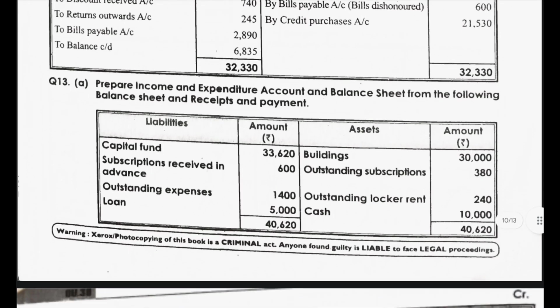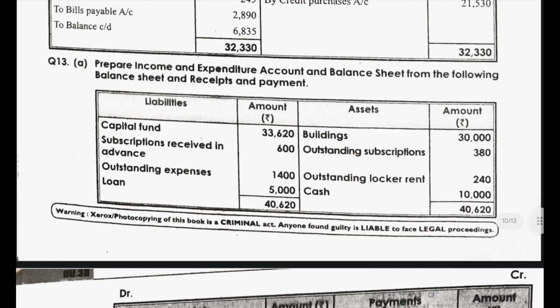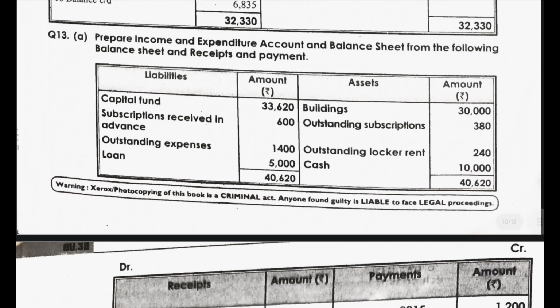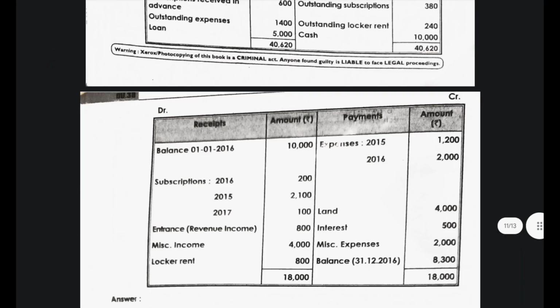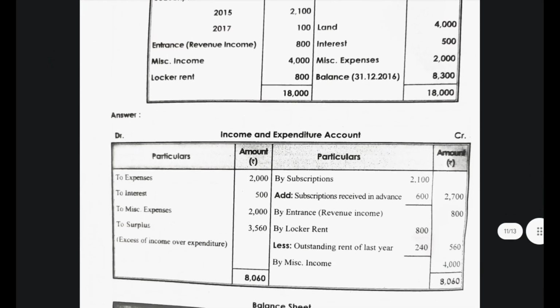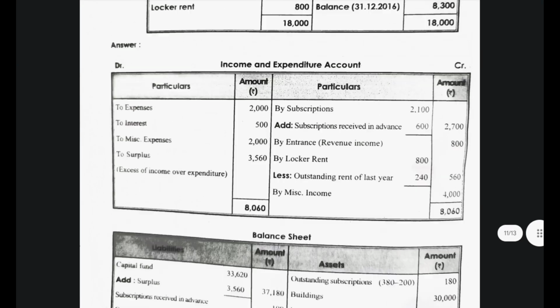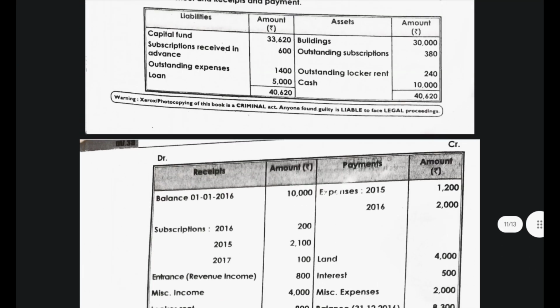Now next question: prepare income and expenditure account and balance sheet from the following. We have to prepare both the income and expenditure account and the balance sheet from the balance sheet and receipt and payment. We have given one balance sheet here and one receipt and payment. So from these two tables we have to prepare the income and expenditure account and a new balance sheet. Now see here, this is the question.